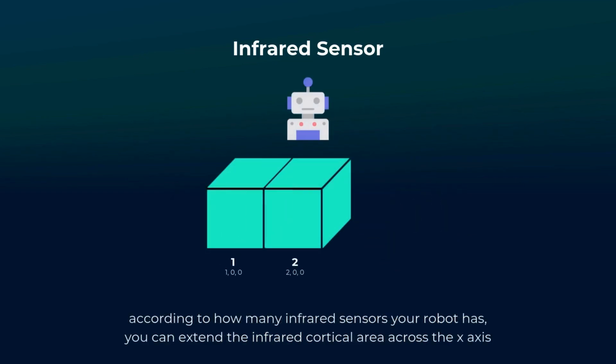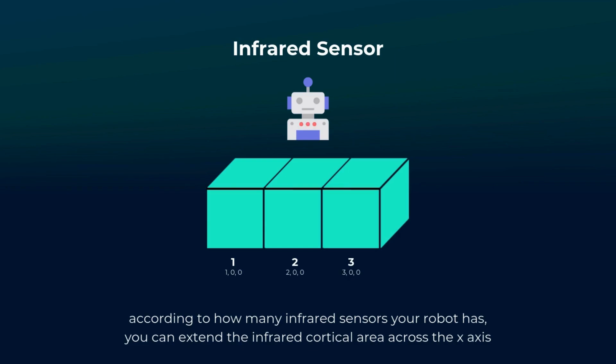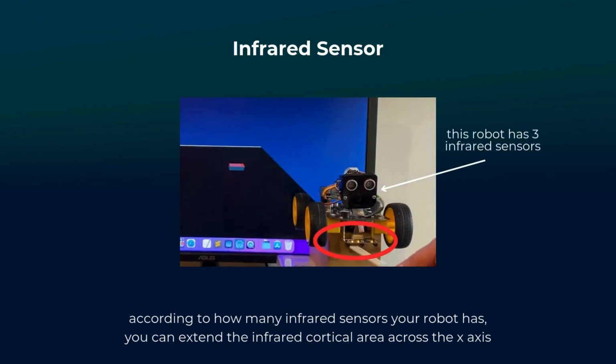According to how many infrared sensors your robot embodiment has, you can extend the infrared cortical areas across the x-axis. In this example, this robot has 3 infrared sensors, so we extended the infrared cortical area to be 3 blocks wide. Here is the physical representation of that robot. When you wave an object that blocks the infrared signals, you can see the infrared cortical areas deactivate in FIGI.